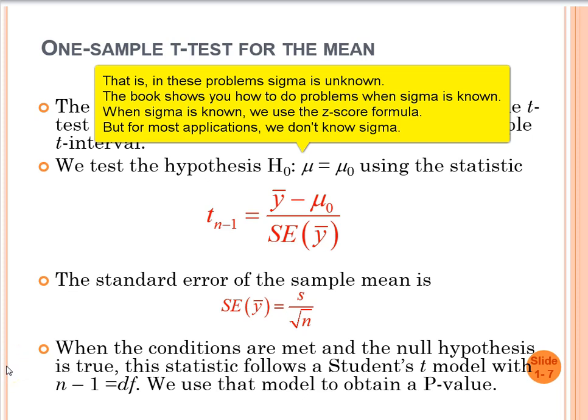If sigma is known, you can simply just run a z-test. Now, the z-test is easier, but it's less commonly used in application because most of the time we don't know what that true population standard deviation is. So this t-test is really what's more commonly used in applications.